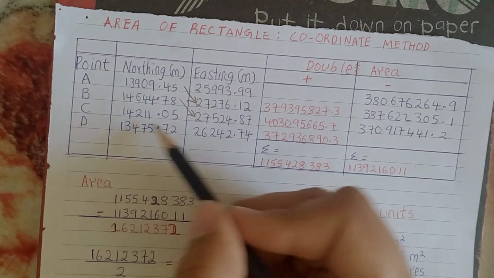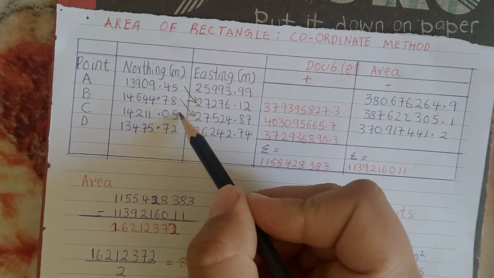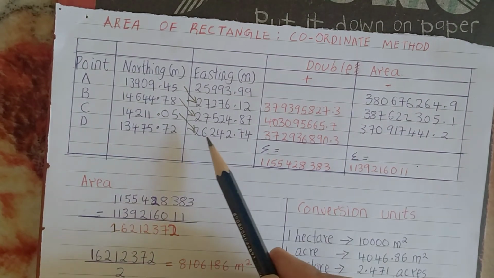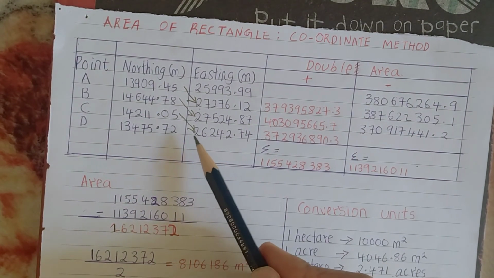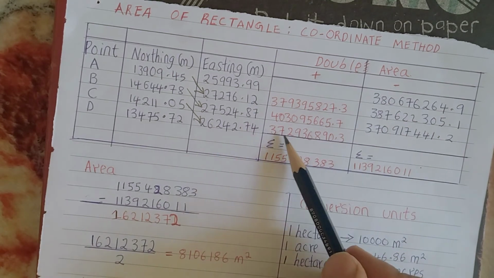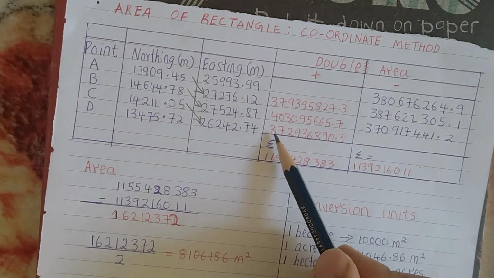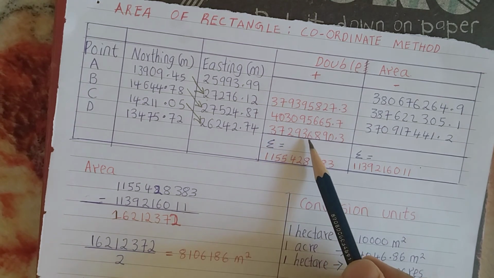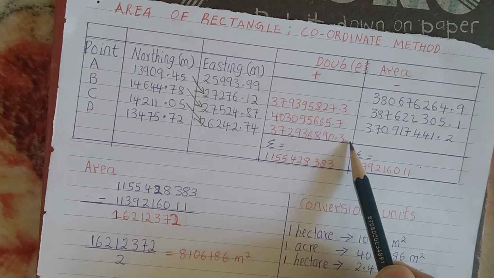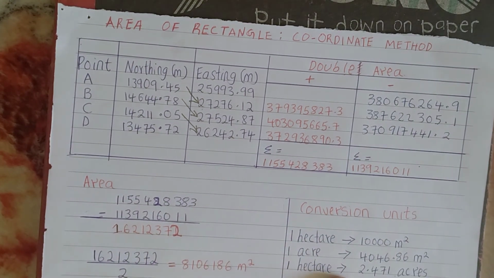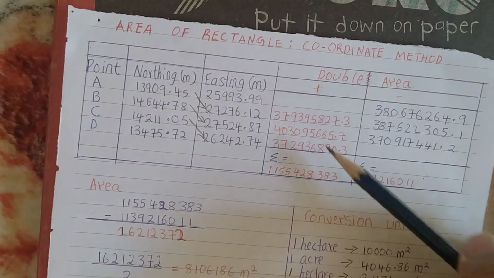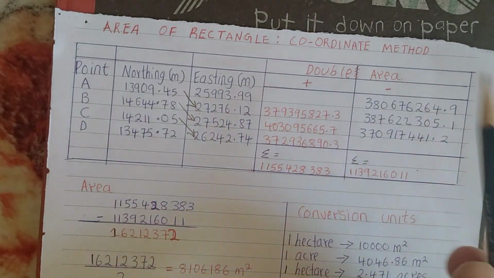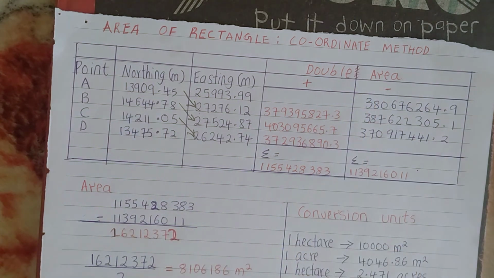You will take C. You'll multiply by the easting of D. When you multiply, you get your answer 37,293,6890.3. So we are done filling the positive column. So this is the double area, and then we shall fill the negative column.